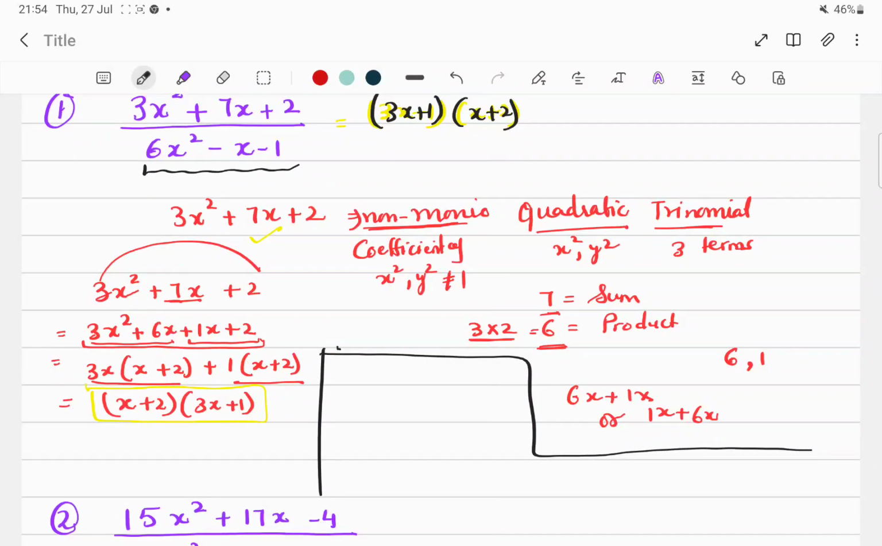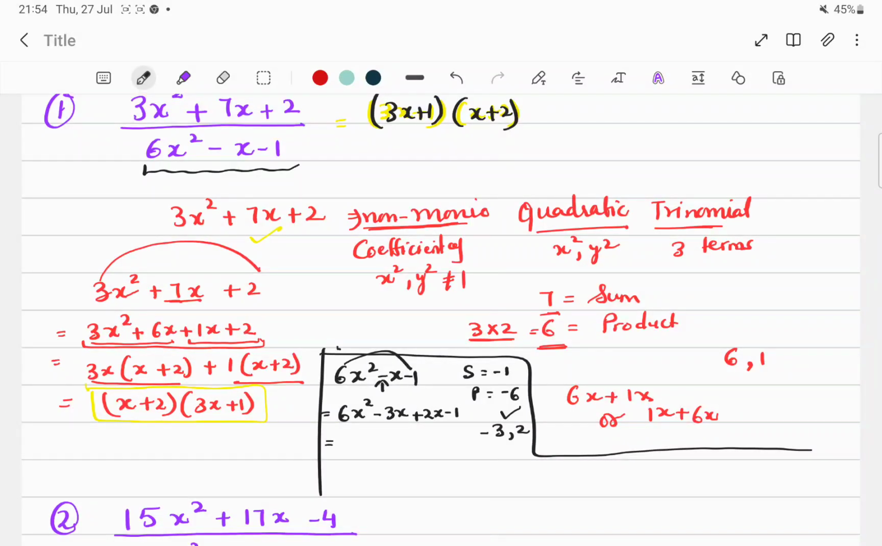So again, first of all we have 6x squared minus x minus 1. Here the sum value is negative 1, the middle one, and the product is 6 multiplied by minus 1, which is negative 6. So two numbers which give me a product of negative 6 and a sum of minus 1 will be negative 3 and 2. So I will split the middle term: 6x squared minus 3x plus 2x minus 1.